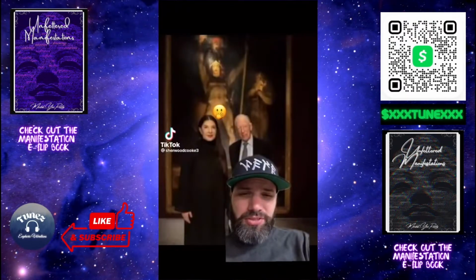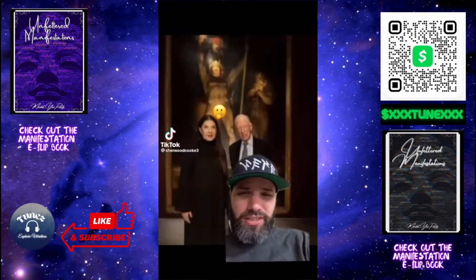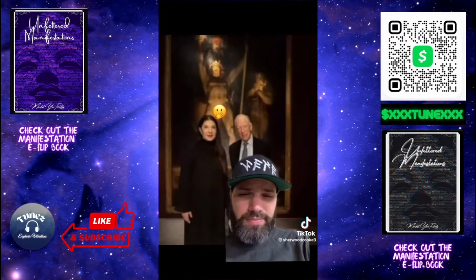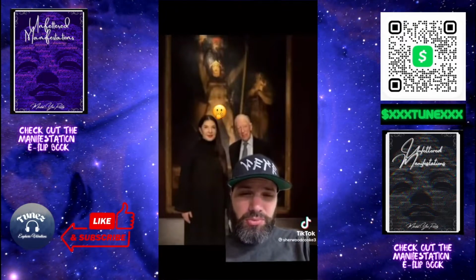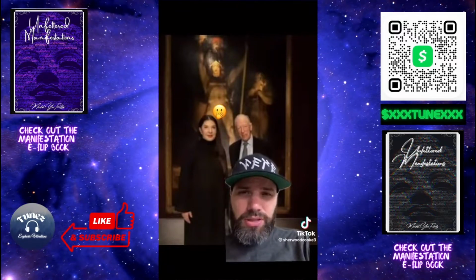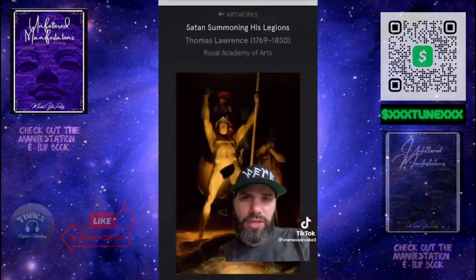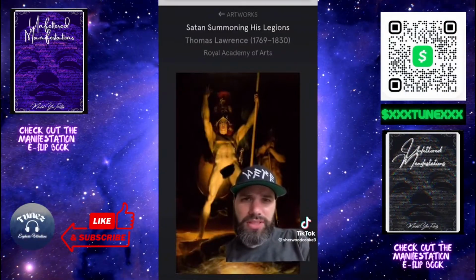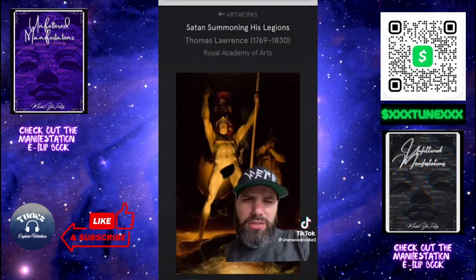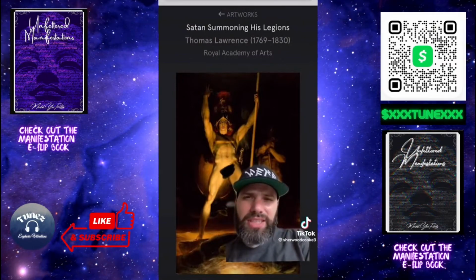Alright, this one's pretty interesting. A Rothschild and a witch taking a picture in front of some artwork. If you don't know these two, do some research. But what is this artwork? It's kind of weird looking. Let's try to explore. Okay, so Thomas Lawrence, 1769 to 1830, Royal Academy of Arts. Alright, wait. Satan summoning his legions?